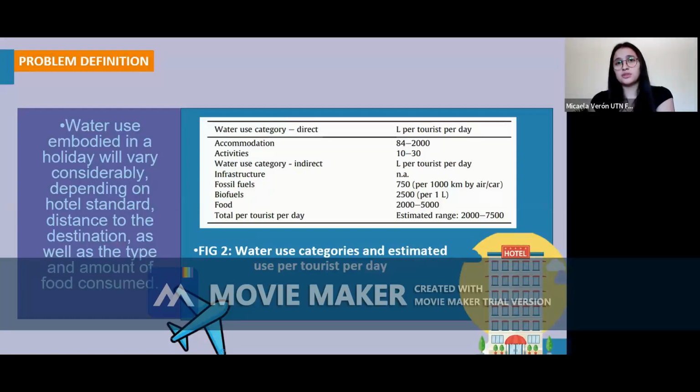The indirect use refers to the water used in the construction of the buildings and the production of energy, and the water used in the production of food. And the direct use of water is the water consumption in accommodations and hotels.